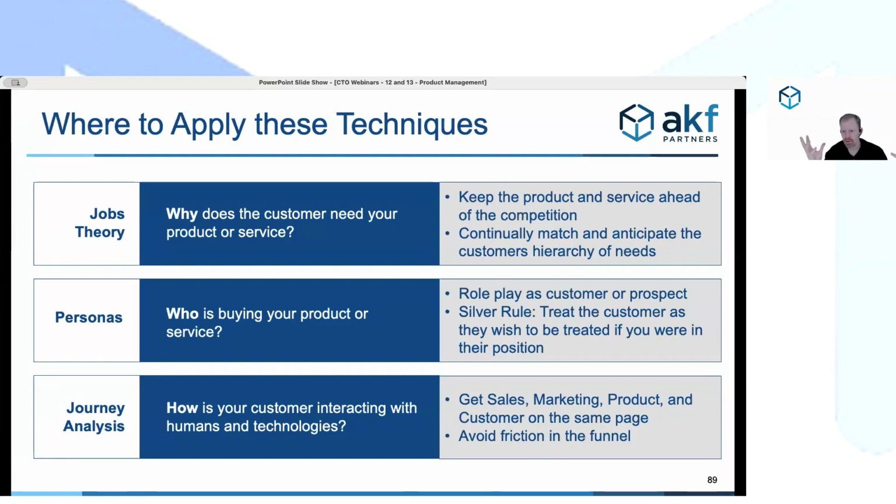And then the silver rule is kind of like the golden rule. The silver rule is treat customers as they wish to be treated if you were in their position. So it's not just in the same shoes, but if they're in a particular position, it really helps you understand what influence they have, what control they have, particularly in a complex buying decision or in B2B sales. And then lastly, journey analysis. This is really getting sales, marketing, product, customer support, and operations on the same page. Your goal is to avoid friction in the funnel and to improve your overall sales and revenue. So that's the idea of these different techniques and tools. You may only use one of these, you may not use all three in your career, but that's the intent for all of them.